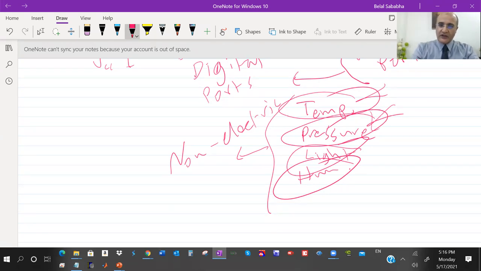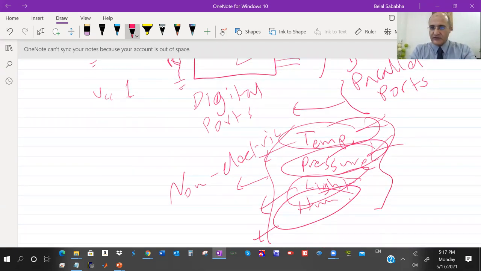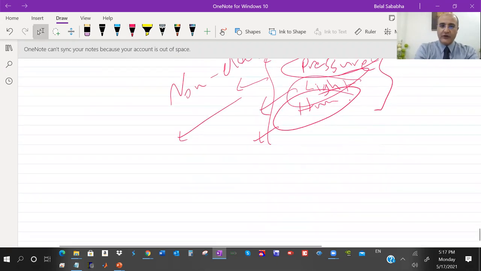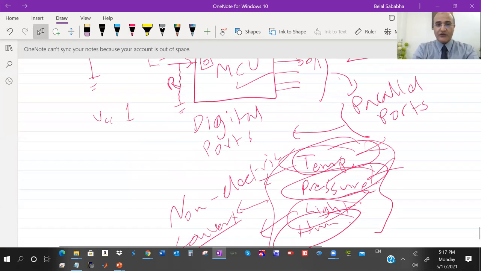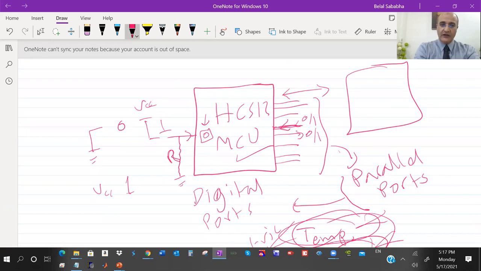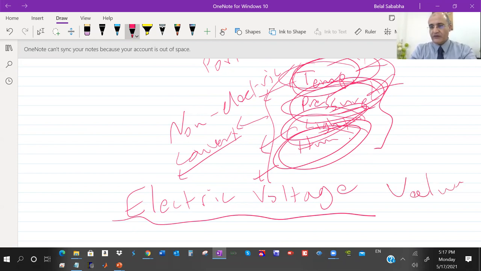So the microcontroller needs to be able to understand these non-electric values that are also non-digital, while we know that a microcontroller or a computer only deals with digital numbers. So to be able to deal with these things, we need first to convert them to electric signals, or quantities, or voltage, right? And when we talked about zero and one, we said zero is 0 volt, one is VCC, either in input or output mode. So we need to be able to convert any of these physical quantities into an electric voltage value. This is step number one.